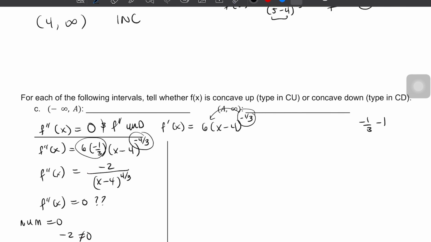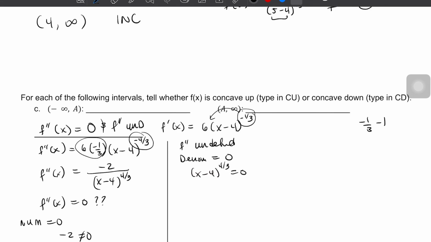So let's try the second one. That will be whenever the second derivative is undefined. And that's going to happen whenever the denominator is equal to 0. So this will be undefined whenever the denominator is 0. Just like before, we're going to use the same logic and say this is only going to be 0 whenever this is 0. So 0 to any power will give you 0, but any number raised to any power will never give you a 0. So this has to equal 0.